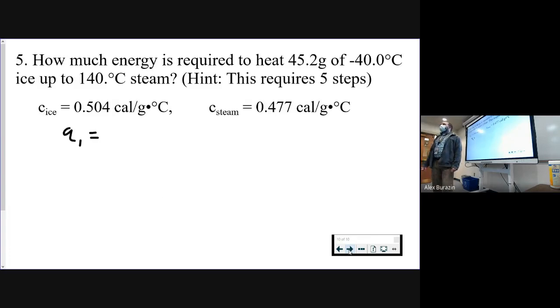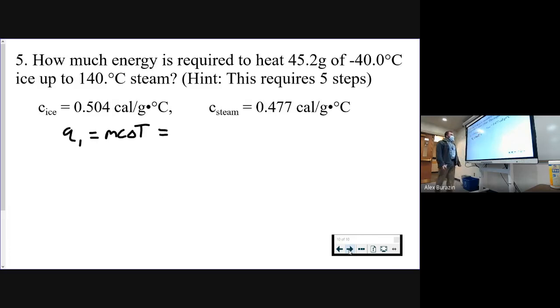We are heating up solid, pure solid ice. We want to use Q equals MC delta T. Why? Because the temperature is changing. Yes, let's pick that one. Okay. So my Q1, I'm going to use MC delta T.